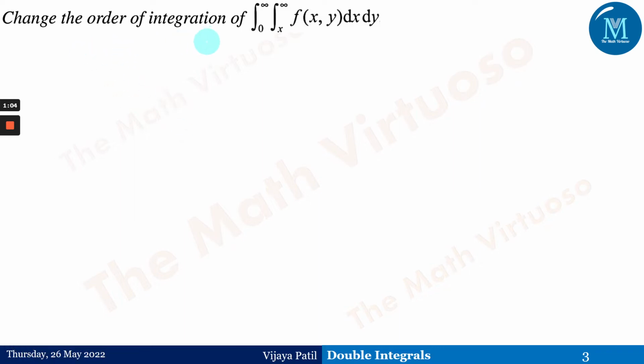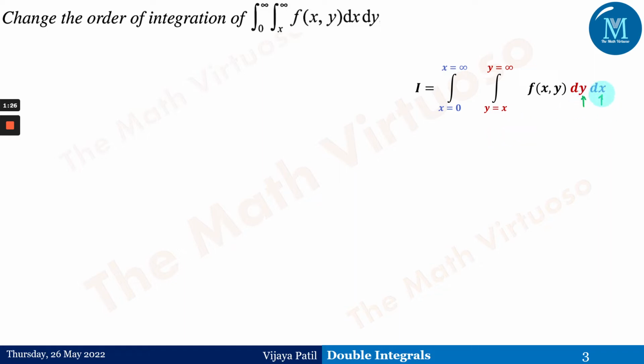Change the order of integration of the integral from 0 to infinity, integral from x to infinity, f of x comma y, dx dy. As soon as we see this type of example and the question is to change the order of integration, we have to first identify which variables are given. So in this particular example, we have been given the variables x and y.